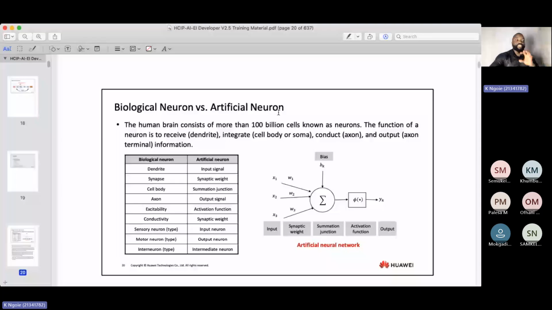So tomorrow we're going to start with artificial neurons. To understand the artificial neural network, where do we find this concept and how do we use them in AI? All right, guys. So this will be all for today.